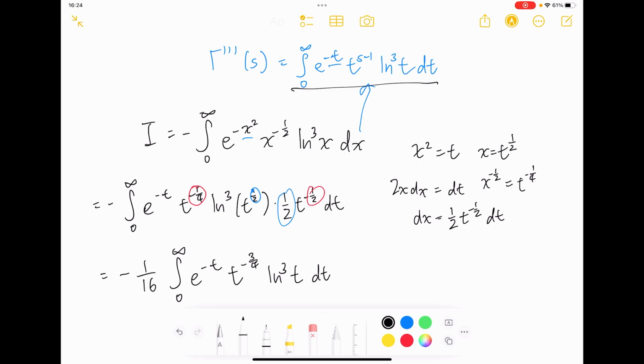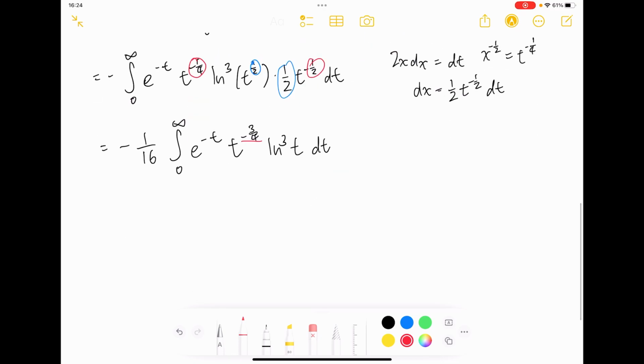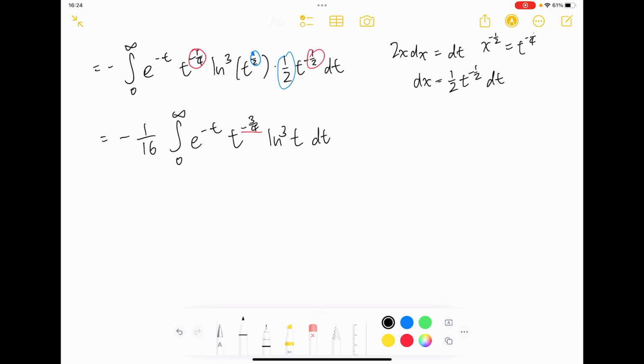So s minus 1 is equal to minus 3/4. That means s is a quarter. So our integral is exactly equal to negative 1/16 times the third derivative of gamma evaluated at a quarter. Now, this is kind of a nice form, but there is a closed form, what I like to call a closed form, I guess. I don't know if other people consider it a closed form, with some special constants.